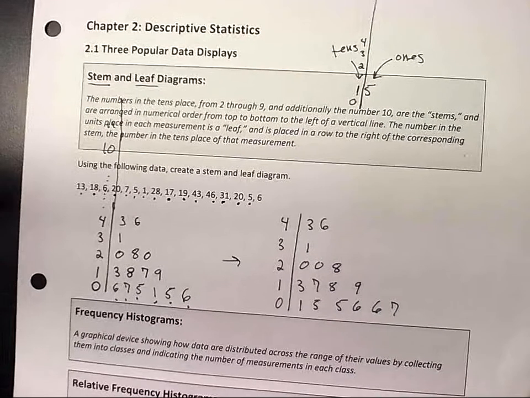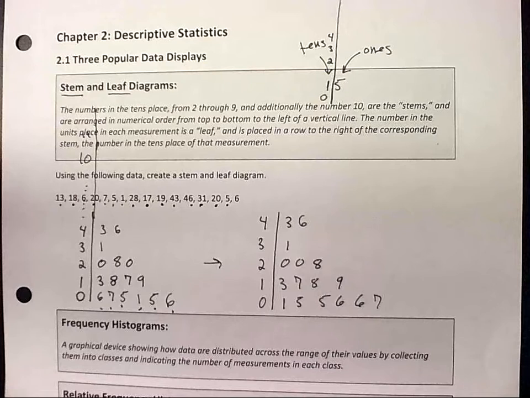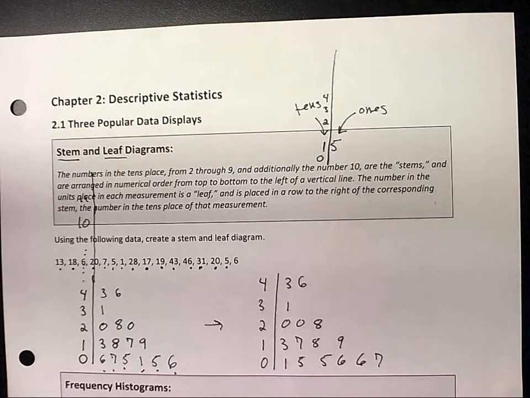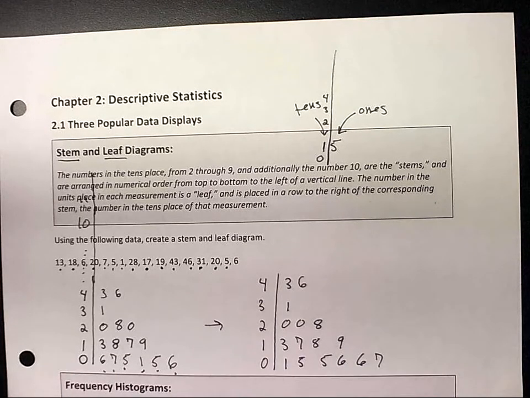However, you will see data presented to you as a stem and leaf diagram on a test in this class. So you should understand how to read a stem and leaf diagram. Particularly, you're probably going to have to find something like the middle number, as we're going to talk about in a little bit. It's going to be called the median.